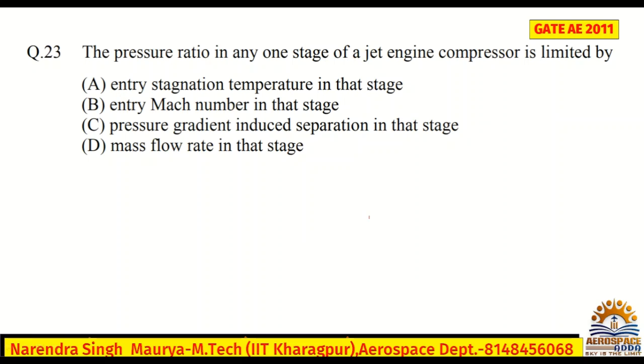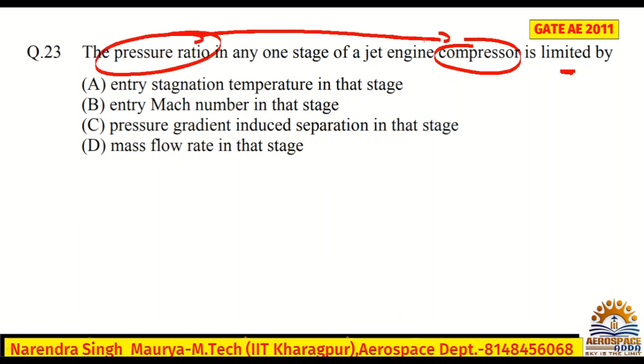Problem number 23. The pressure ratio in any one of the stages of a jet engine compressor is limited by. This is a turbo machine problem, actually a compressor problem, but anyway, we'll try to solve this. Pressure ratio in one stage of a jet engine compressor. So they are talking about the pressure ratio in the compressor. We have a limitation, they are asking.